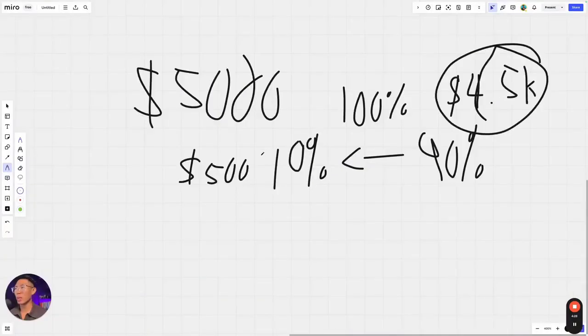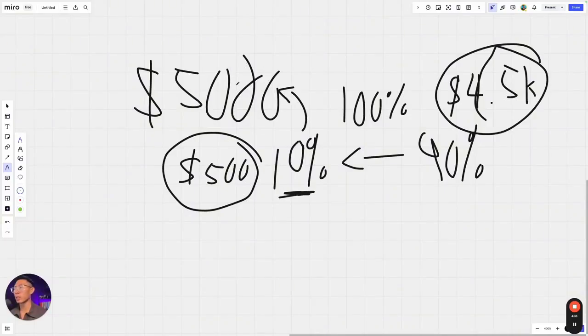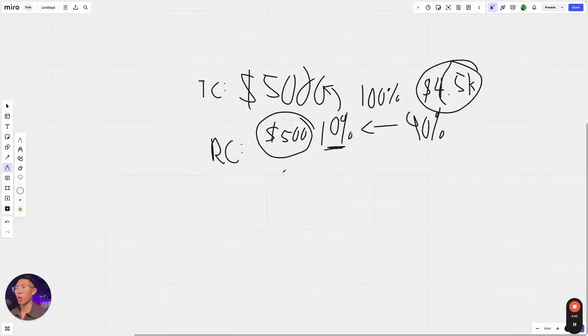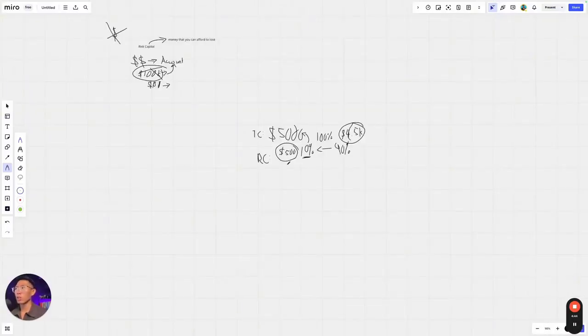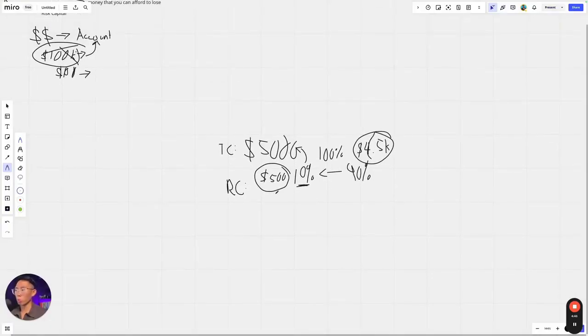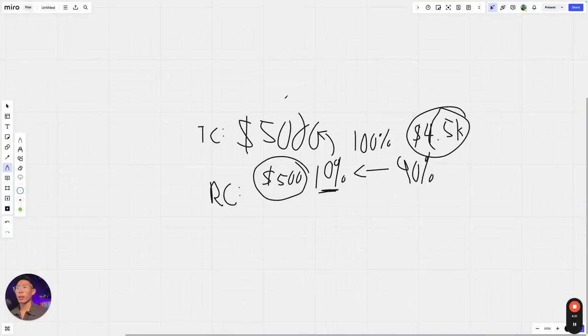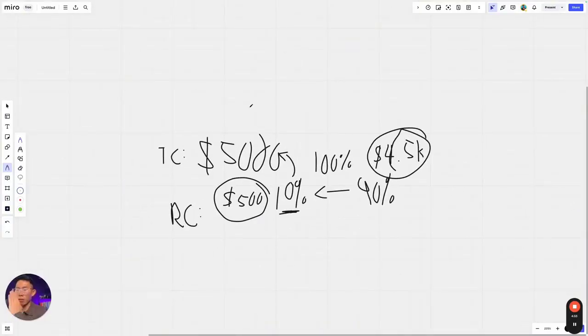So in that case, the risk capital we had was $500, and it was 10% of our total money in our account. So this was the total capital, and this is what we call the risk capital, right? This is the amount of money that you're going to put inside a live trading account. Like I said, I genuinely would not recommend you put more than 10% into your live account, because the thing about trading live is that the first few times you trade live, you will lose money, right? You will lose money, and you might even blow accounts.